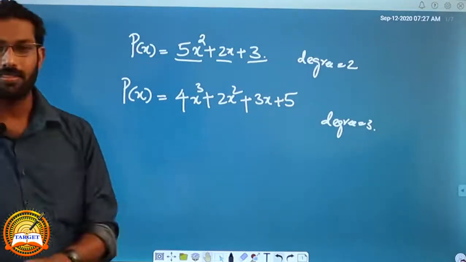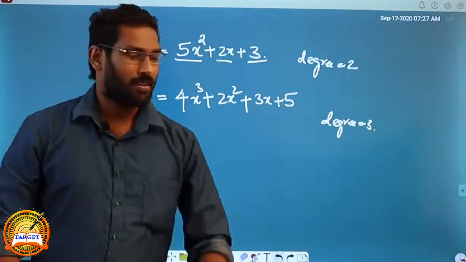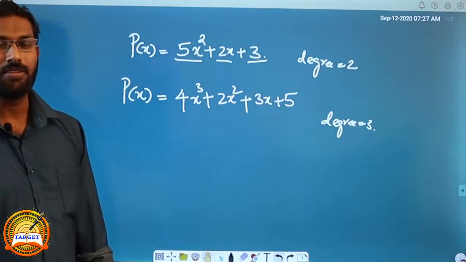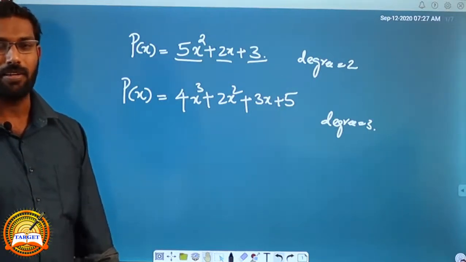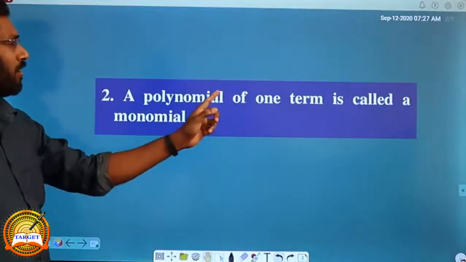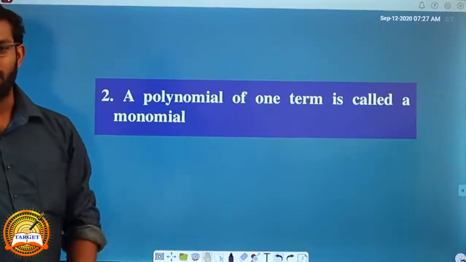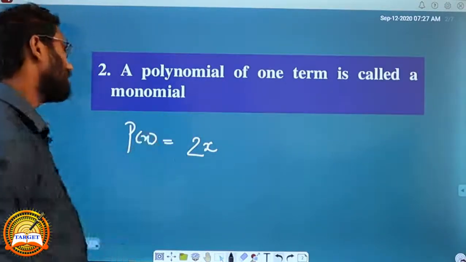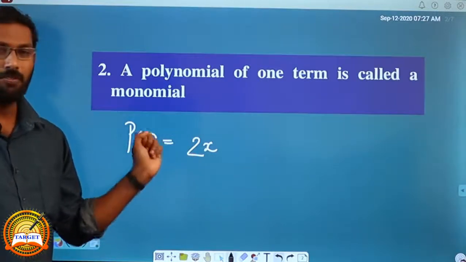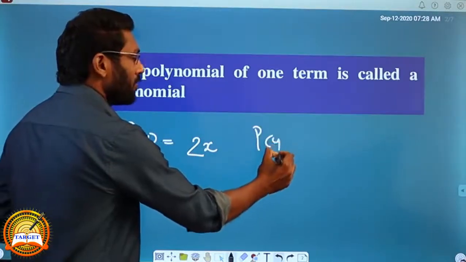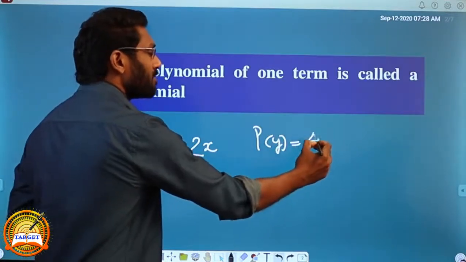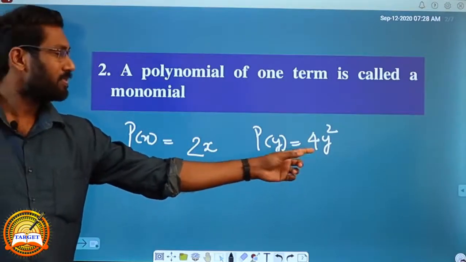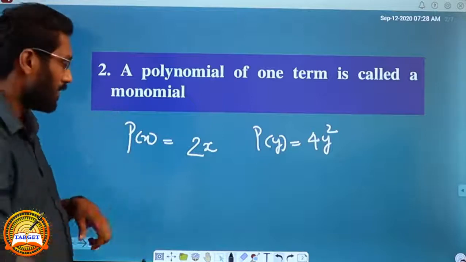Now we are going to discuss the different types of polynomials. Based on the number of terms, we can classify polynomials into monomial, binomial, trinomial, etc. Listen, a polynomial of one term is called a monomial. Example, 2x. Suppose a polynomial p of x equals 2x. Here there is only one term, so this is an example of a monomial. Another example for monomial, p of y equals 4y square. Here also it contains only one term. So these are monomials. You can write many examples for monomial.